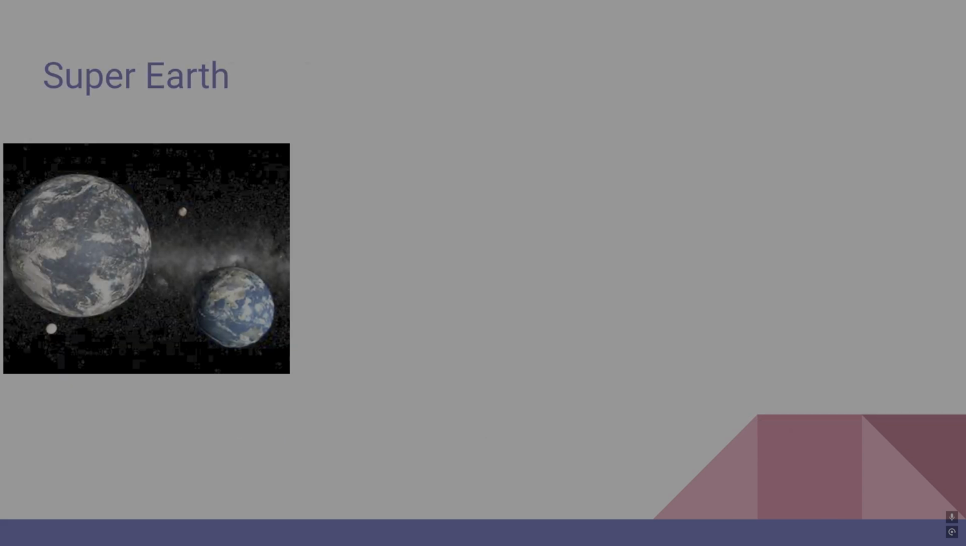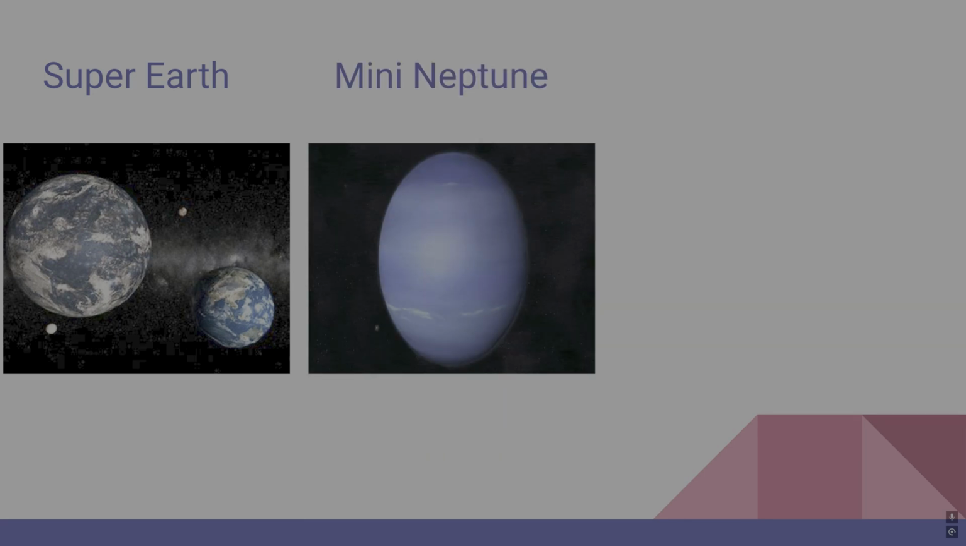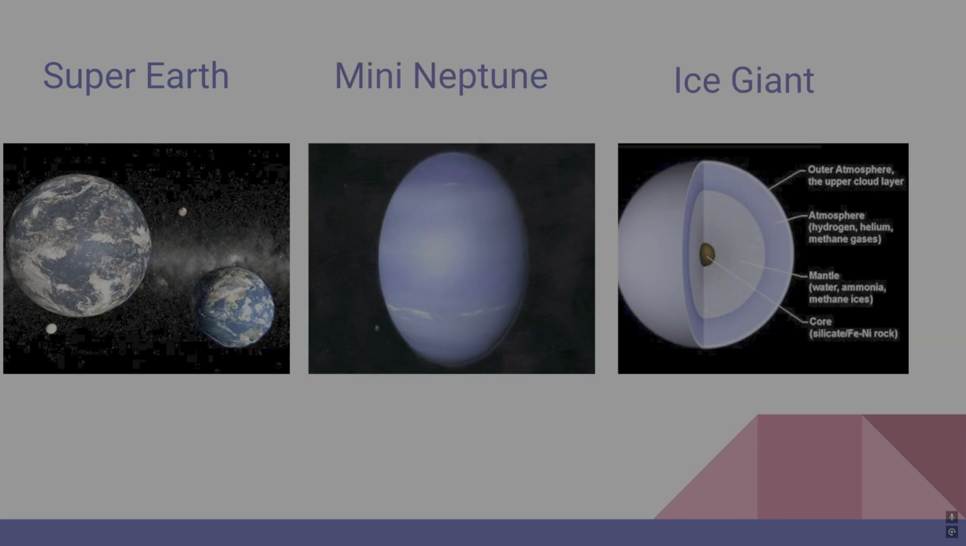This is the super Earth. It's just an example. A mini Neptune. It looks like Neptune. Well, that's probably not an exact good picture there. Ice giant, and that kind of explains what an ice giant is.